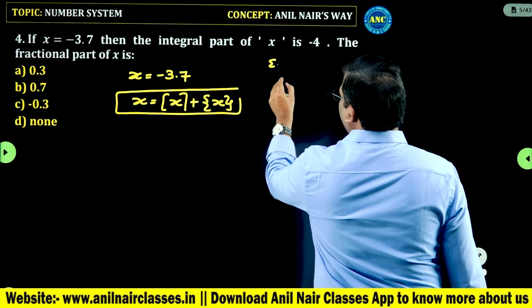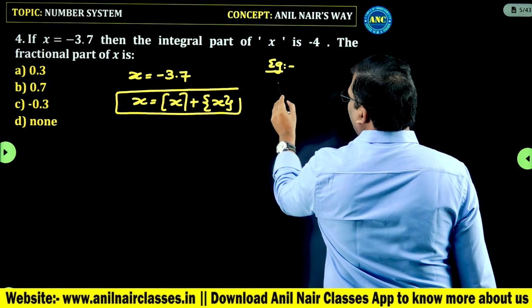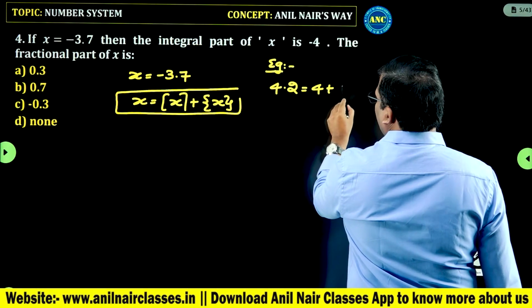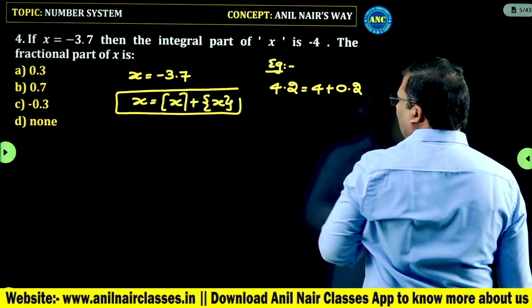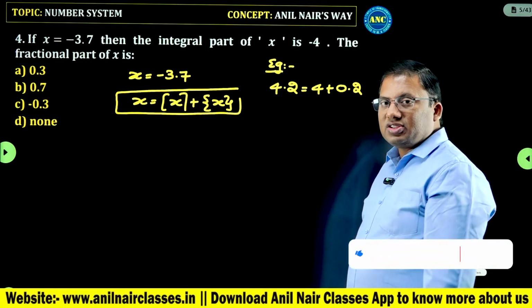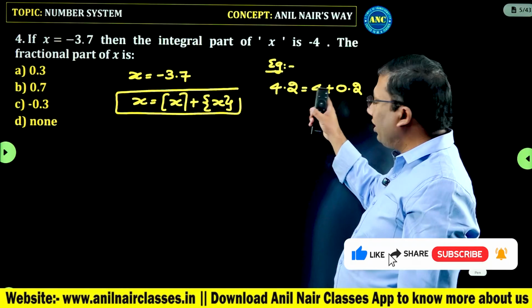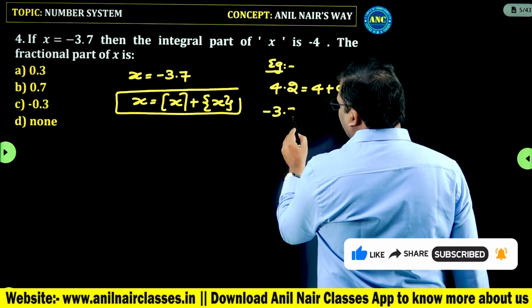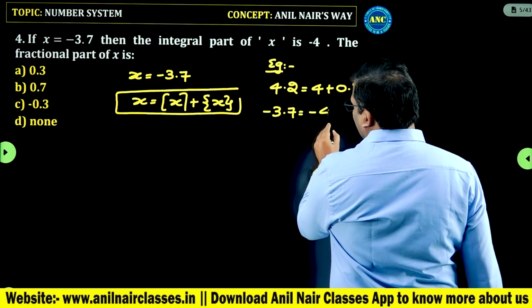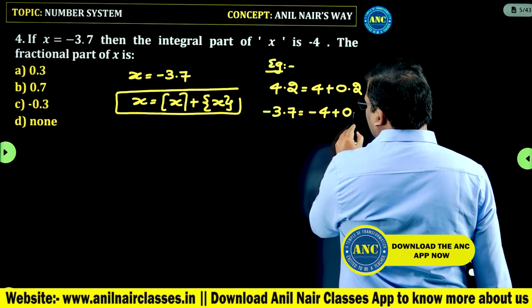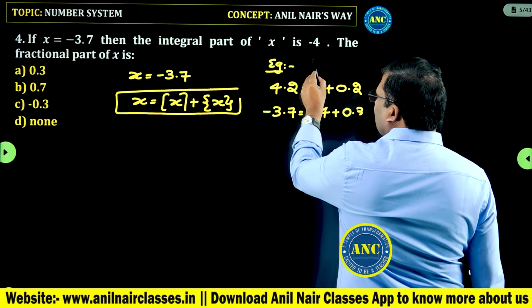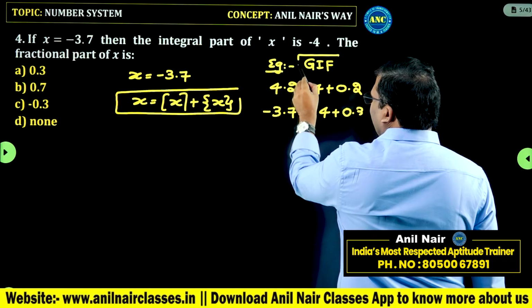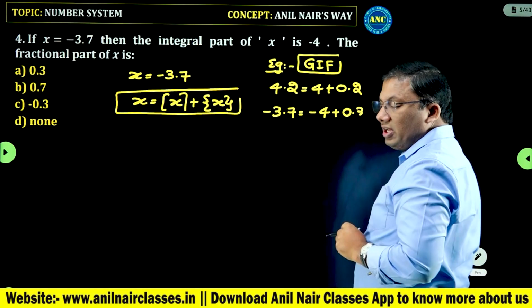For example, 4.2 I can write as 4 plus 0.2. The greatest integer of 4.2 is 4. Suppose it is minus 3.7, right? This can be written as minus 4 plus 0.3. We are using the greatest integer function, GIF.